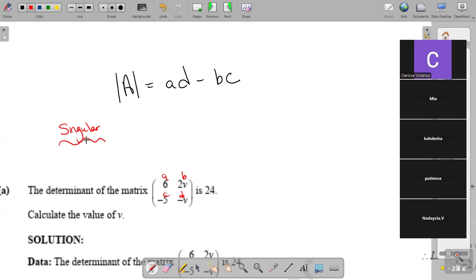It means that it is the determinant. If a matrix is singular, that means the determinant of that matrix equals zero. That means when you work out the answer, it is equal to zero. This word is very important. If you didn't remember it, lucky you now know. If a matrix is singular, the determinant is equal to zero. All right, so let's get back here.